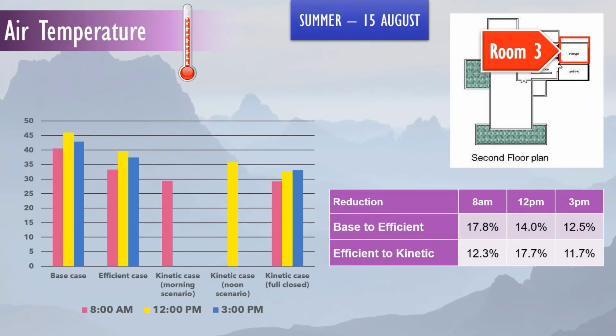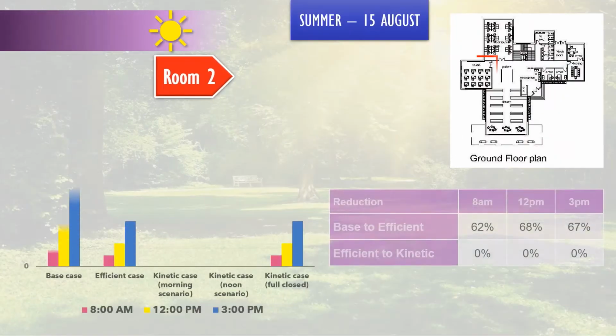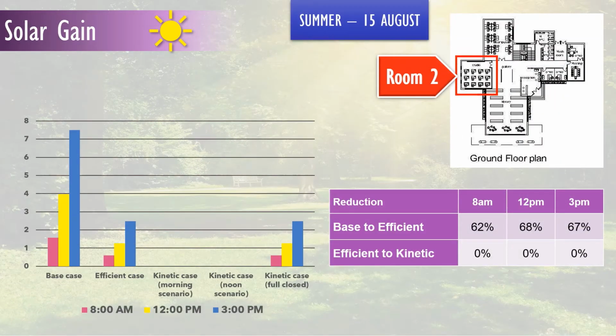Air temperature for room 3 was reduced by 12 to 18% through the day from base to efficient case, and by 11 to 17% from the efficient to the kinetic case. For solar gain, it was reduced for room 1 by over 56% through the day from base to efficient, and by over 45% from the efficient to the kinetic. For room 2, solar gain was reduced by over 62% through the day from base to efficient, and nothing from the efficient to kinetic because there is no kinetic shading there.